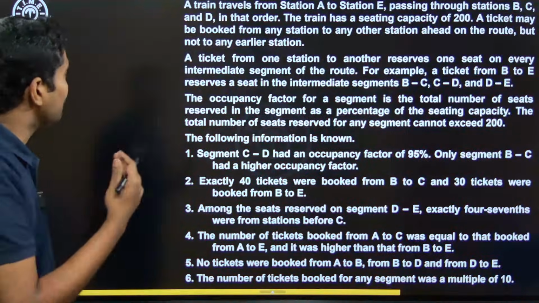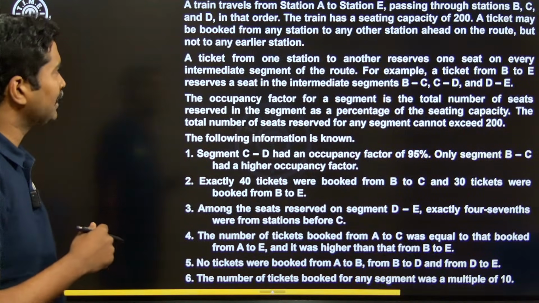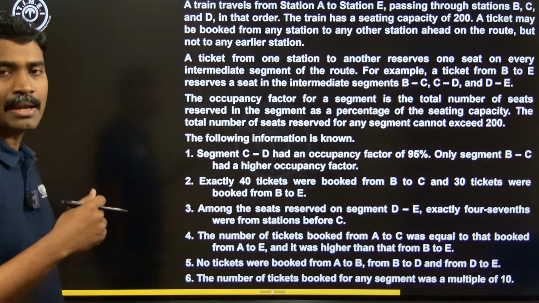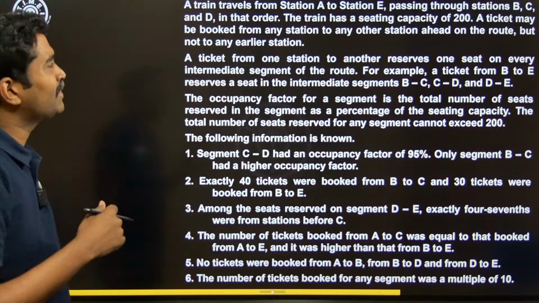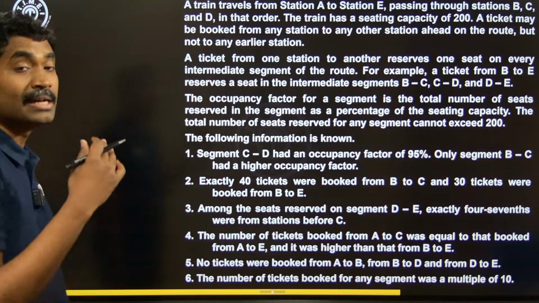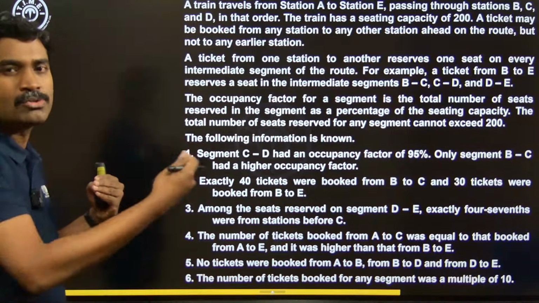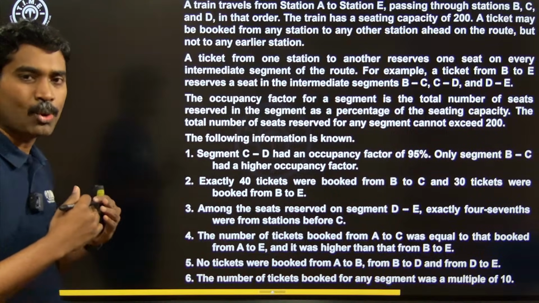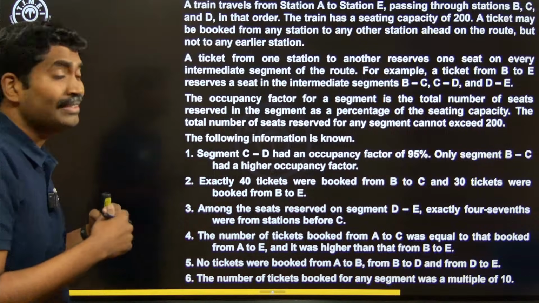Okay. Train travels from station A to E, passing through B, C, and D in that order. Okay, A, B, C, D, E, that's the order. The train has a seating capacity of 200. A ticket may be booked from any station to any other station ahead, but not to any earlier station. So I can book from A to B, A to C, A to D, A to E, B to C, B to D, B to E, and so on. A ticket from one station to another reserves one seat on every intermediate segment of the route. Now that is common sense.